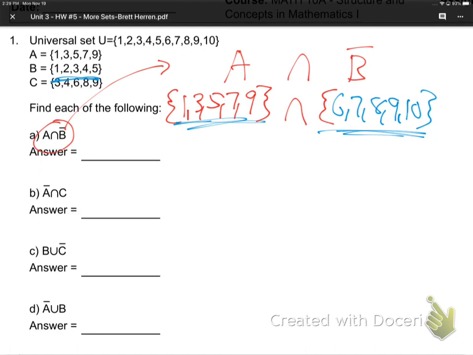Give you a second there. So what's going to be the overlap? What is the overlap between those two sets? 7 and 9. The set containing 7 and 9. Good?